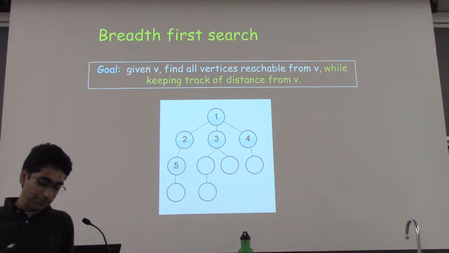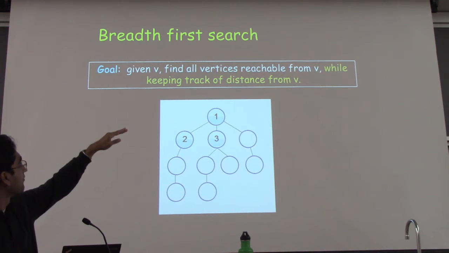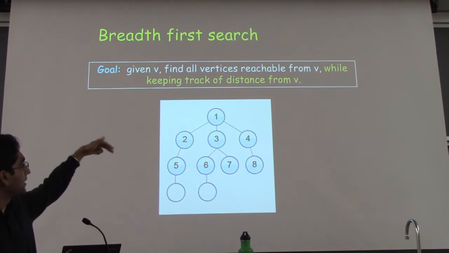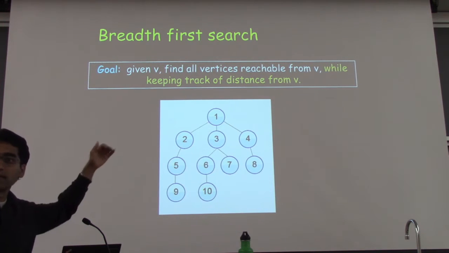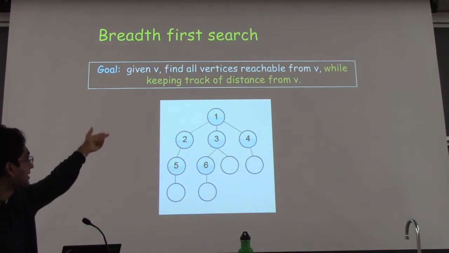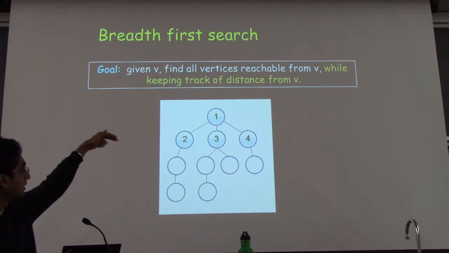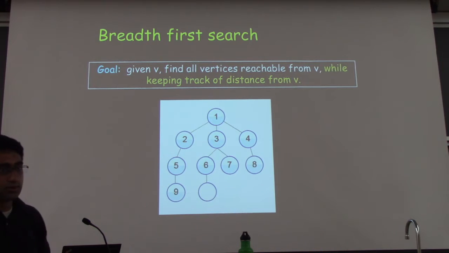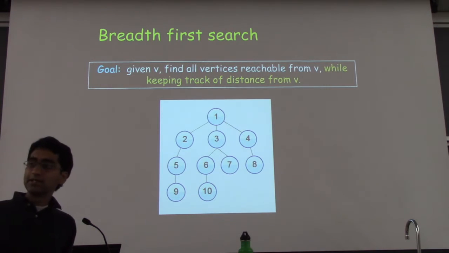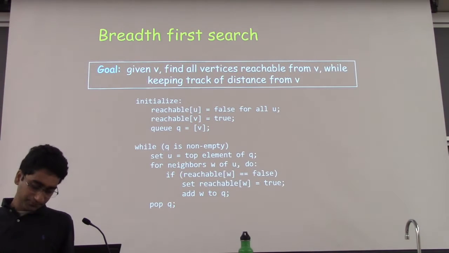And then this was breadth first search. It's a different way of doing the same task. You want to find all vertices reachable from V, and you also want to keep track of the distance. So you want to explore vertices in the order of their distance. That's the example. You're starting with 1, and then you see 2, 3, 4, and then you see the next ones and so on. We said that you can achieve this kind of search by maintaining a queue.